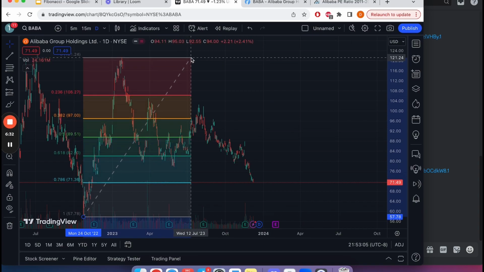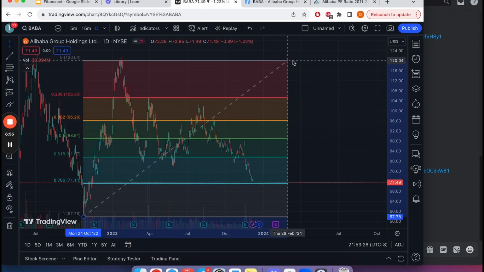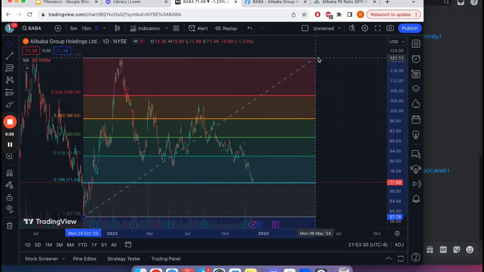Right over here. So it leaves us roughly around 71.36, around the 0.786. Look where that ends up being, right? Right at where we are in present day, December 6th. This is where I want to pretty much start my entry position into Alibaba. So I'm just going to extend this more to the right so you guys can get a clearer view, right?